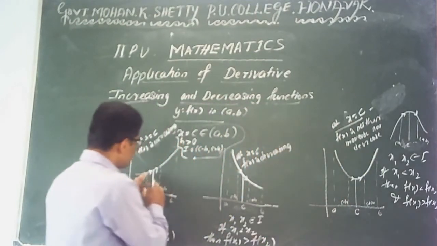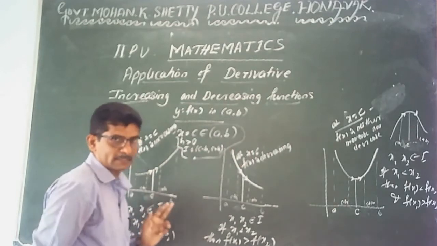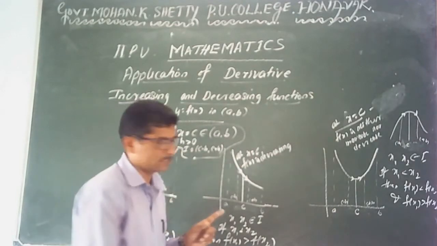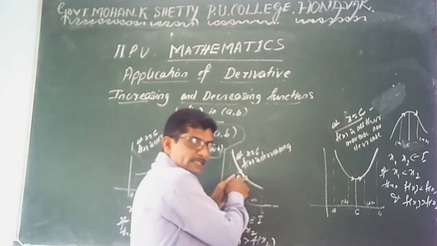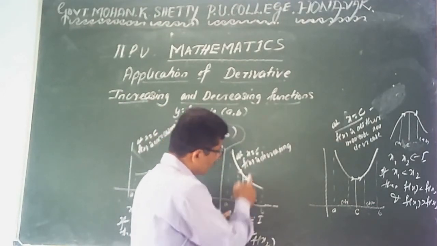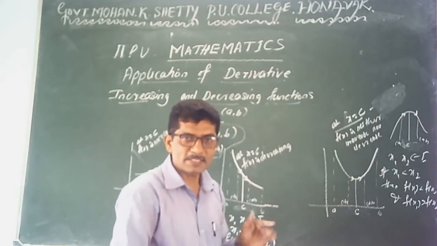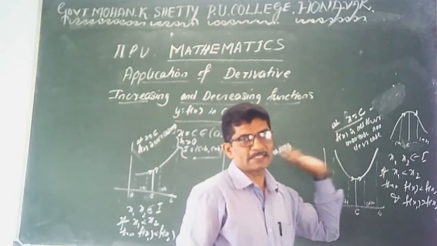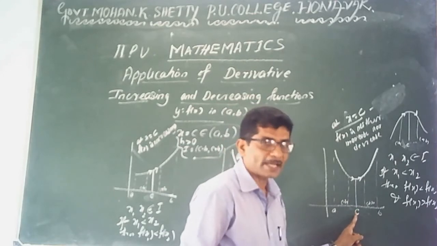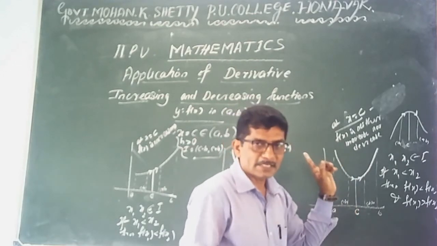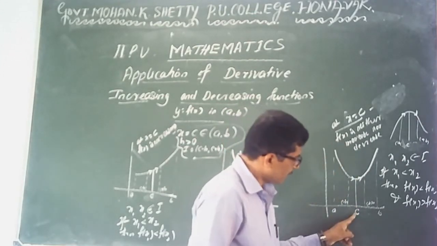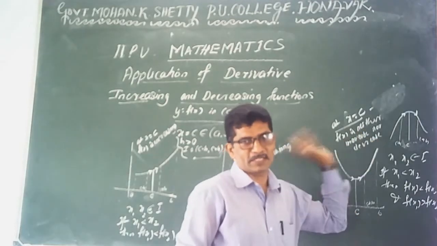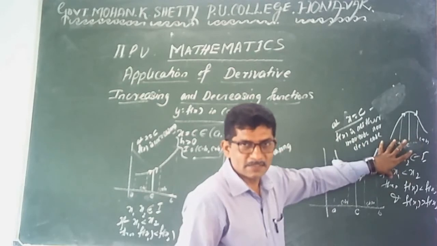Left hand side increase, right hand side increase: at the point x equal to c the function is increasing. Left hand side decrease, right hand side decrease: at the point x equal to c the function is decreasing. Here it is neither increasing nor decreasing at the point x is equal to c. Therefore point c is called the neither increasing nor decreasing point. Is it clear?